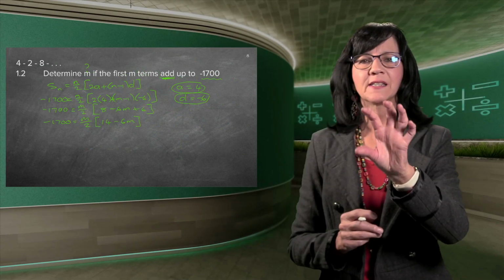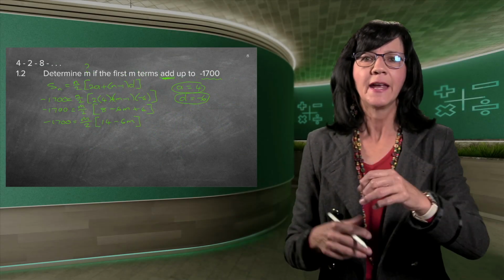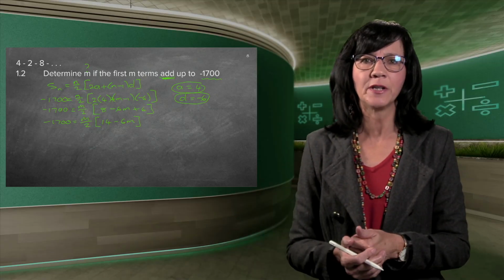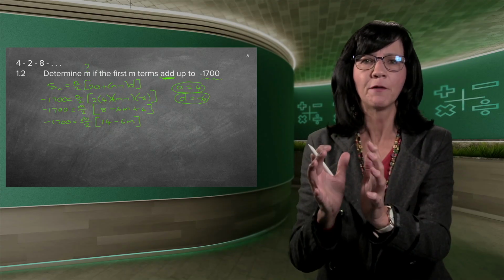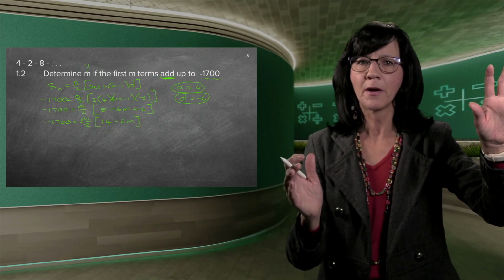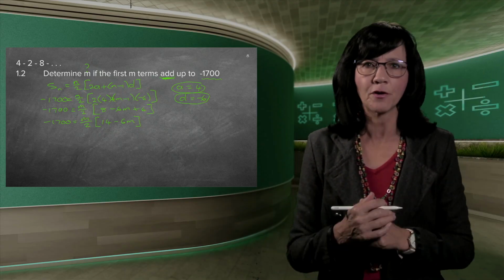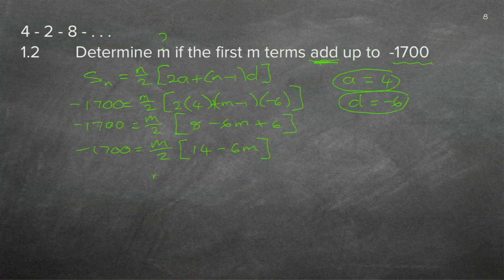And because all the figures inside the bracket are even, it's easier to just multiply the m over 2, because then it can divide into the 14 and into the 6. If there was any odd number left in the bracket, you would rather multiply by 2 on both sides of the equal sign and get rid of your fraction. But in this case, I could easily multiply in there with the 2, so it gives me 7 and minus 3m. And now my sum is much easier. I can multiply that bracket out. It gives me 7m minus 3m squared is equal to minus 1,700.